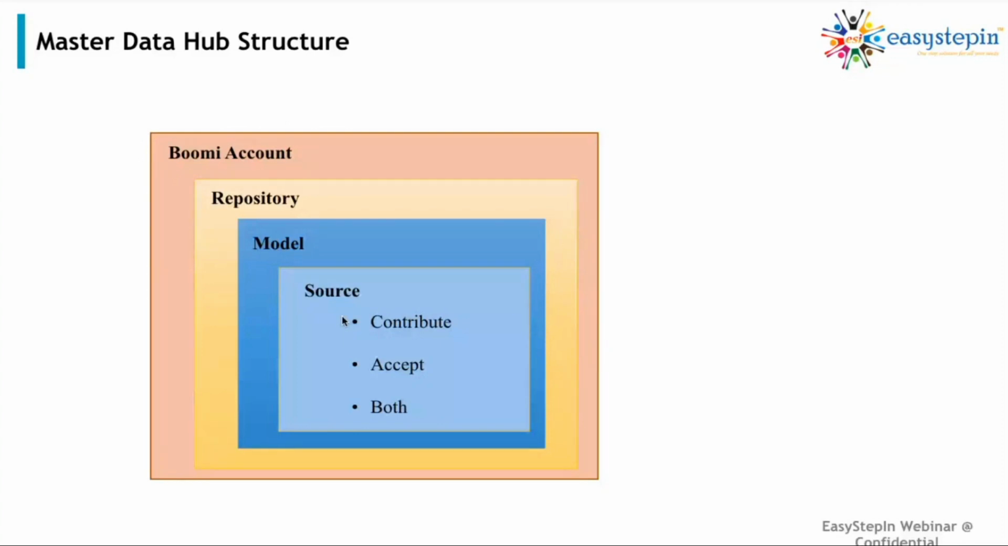Sources are the applications or databases that interact with master data hub through integrations. They are of different types: contribute, accept, and both. One contributes the data, one accepts, and one is both, which either sends or receives the data through master data hub. When a model is created, a corresponding domain will also be created. That together makes up the universe.